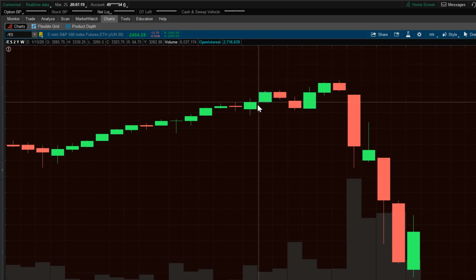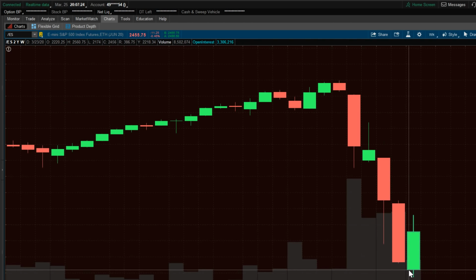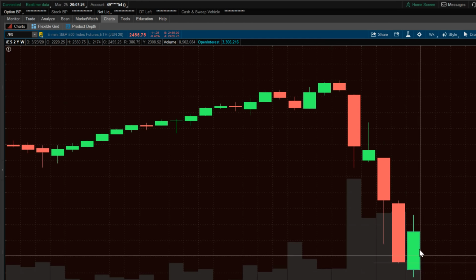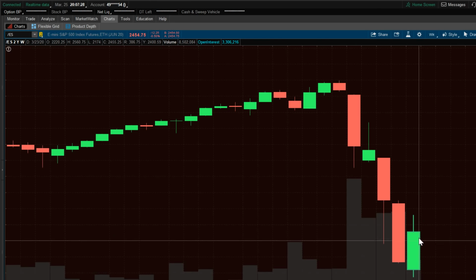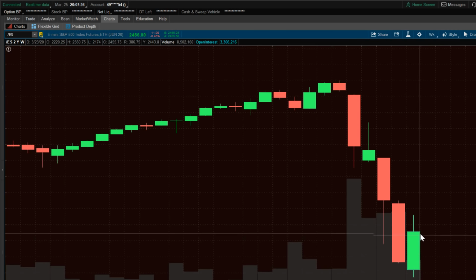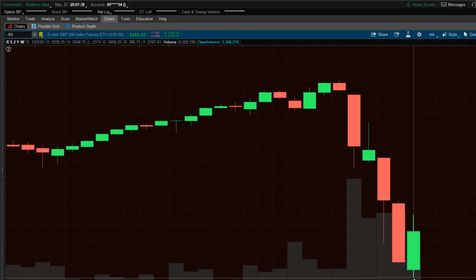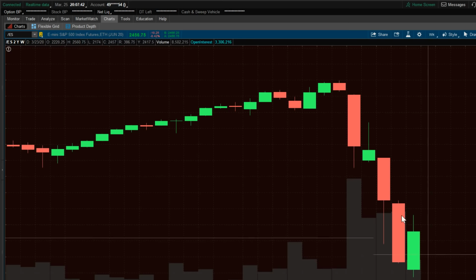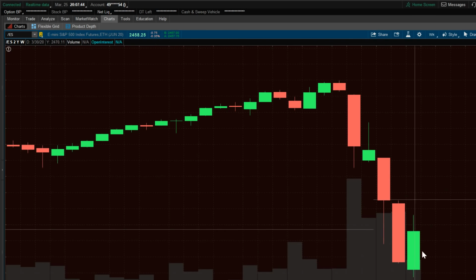Same thing on green candles like this one here. They start with the open at the bottom of the rectangle and then the close at the top. So this was a bullish candle. It started down here and closed higher than the open. We've got the low down here at the bottom of the wick and the high at the top of the wick. So that's how the candles are formed.